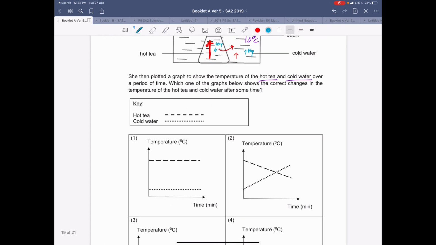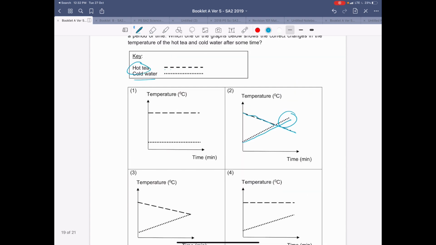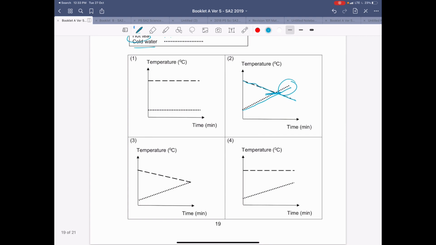So hot tea is the solid line, cold water is the dotted line. Over time, your hot tea should lose heat. Is it losing heat? Yes. And then your cold water should gain heat. Oh, but wait, this is not correct. Why? It has exceeded the hot tea's temperature over here already. You're telling me that your hot tea can generate heat.